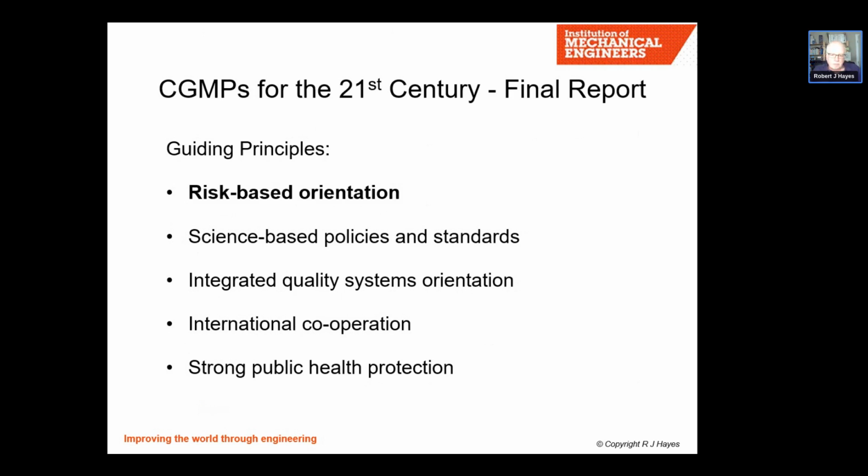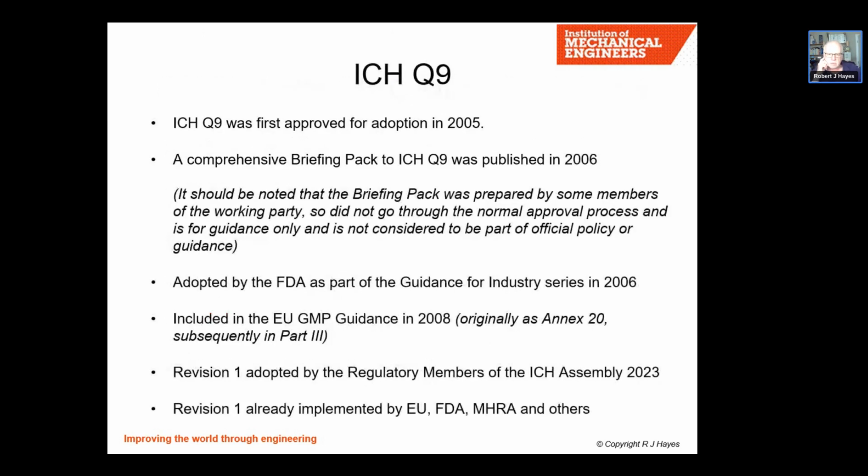Now, ICH Q9. ICH, for those who don't know, the International Conference on Harmonisation, is a cross-country group consisting of the regulatory bodies with a number of other bodies involved as observers and contributors. The likes of the World Health Organization, for example, are a participant. And they produced a very useful guidance document, ICH Q9, that was adopted in 2005. Again, if you haven't got it, I suggest you get hold of it. It's very, very useful and very good. And also alongside that, they produced a briefing pack, which came out the following year, 2006. Now, the briefing pack is just that.